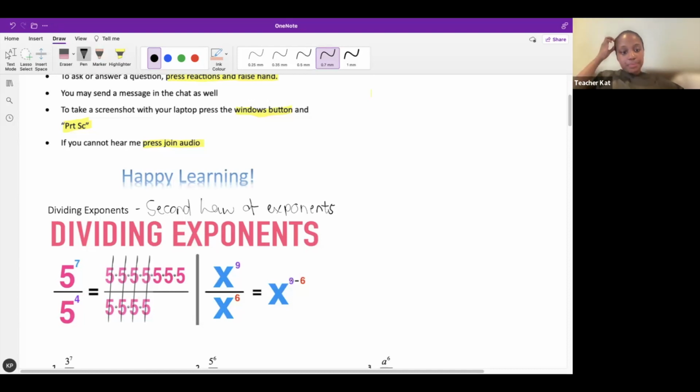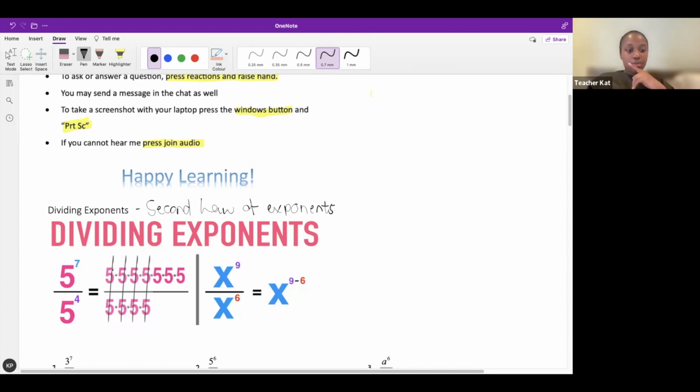All right. Now, this on the left explains to us why this law works the way it does. If we're dividing 5 to the power of 7 by 5 to the power of 4, 5 to the power of 7 means there are 7 fives that you're multiplying with each other. So you're saying 5 times 5 times 5, 7 times. And at the bottom, it's 5 times 5 times 5, 4 times.